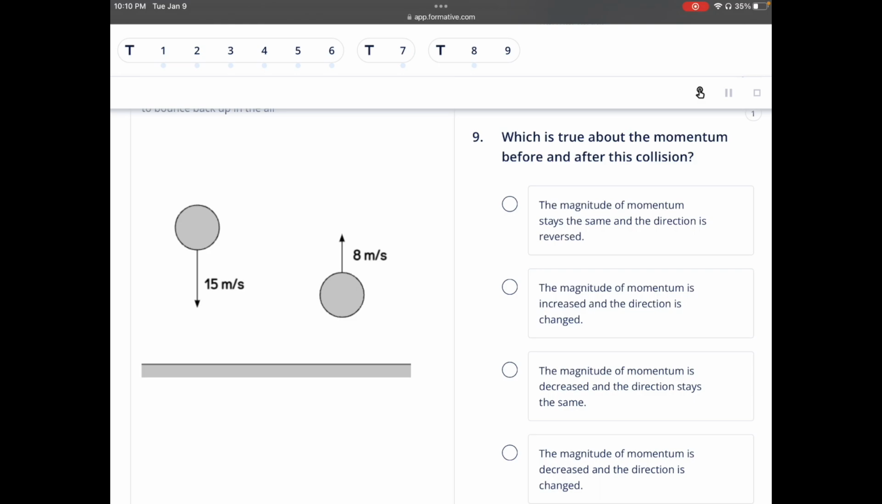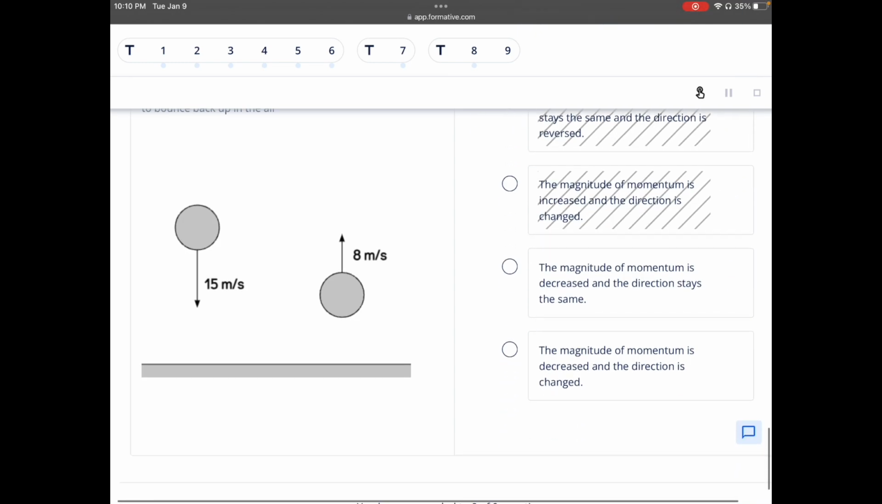Momentum is changed in this picture. It's both changed its magnitude, that is its absolute value. So think the momentum is mass times velocity. So it starts with a negative momentum and it ends with a positive momentum that is smaller. So the magnitude of momentum is decreased, and so it can't be this one because magnitude of momentum is decreased, and the direction changes because before it was going down, now it's going up, and momentum is a vector.